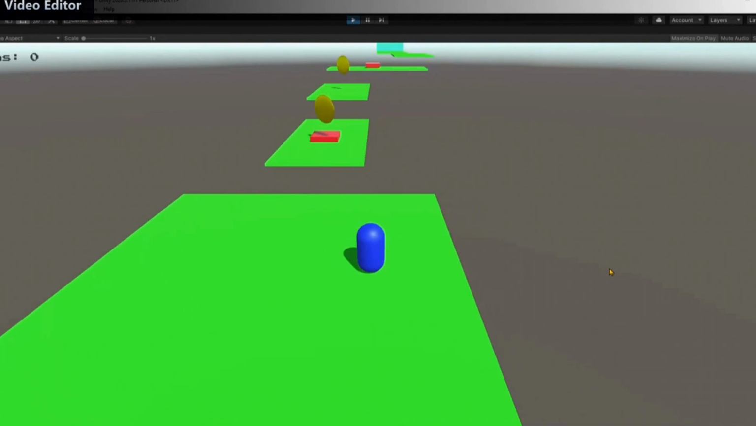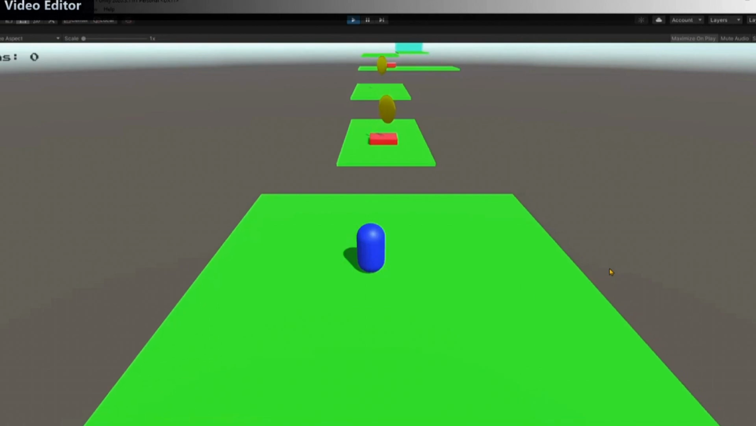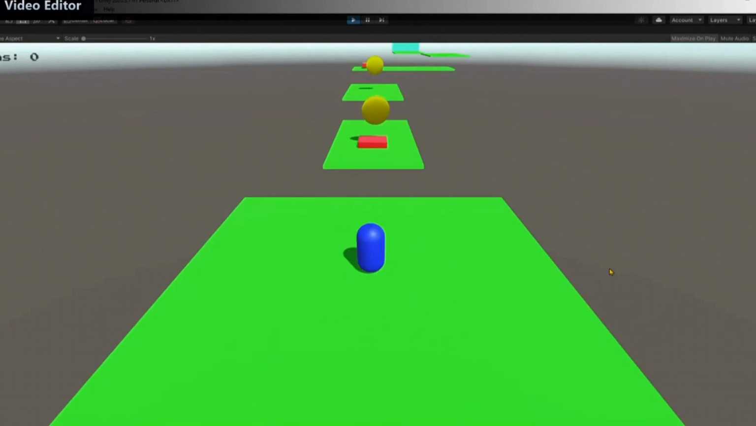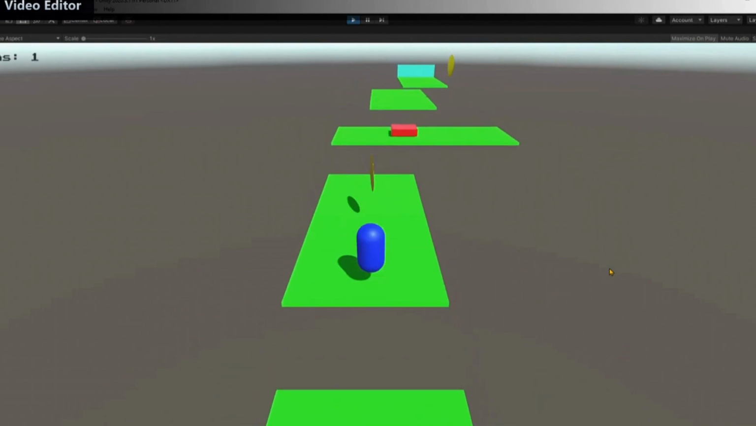Those gold things around the map are coins, and their count will be shown on the top left corner. And the red things are basically your enemy. If you touch them from side, you are out. For example, here. But if you jump on them, you are safe.